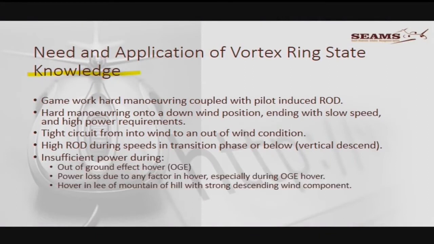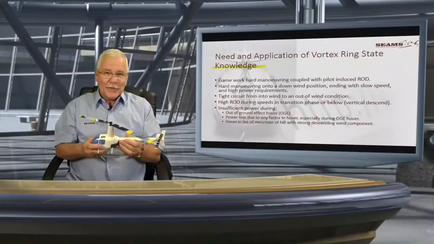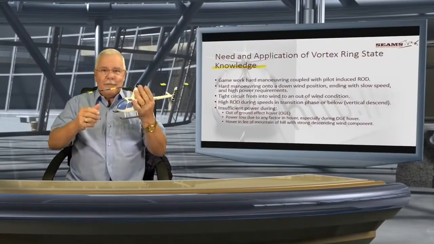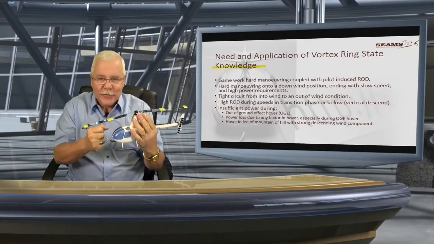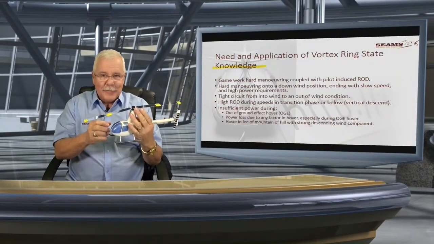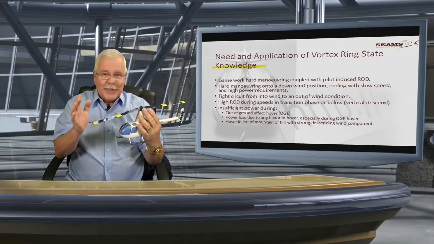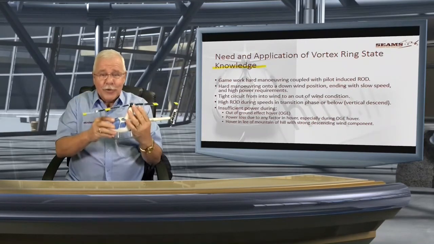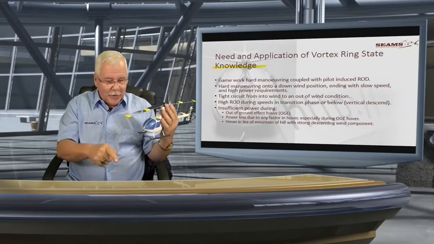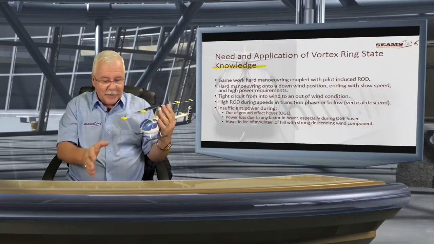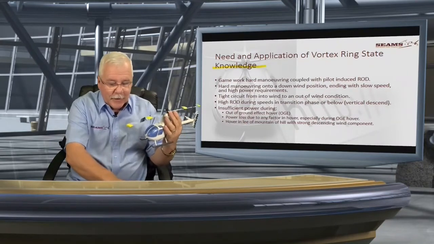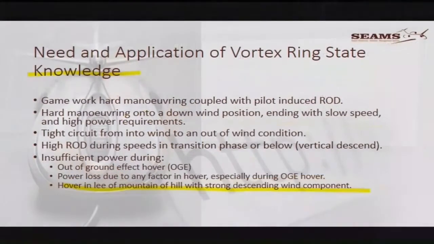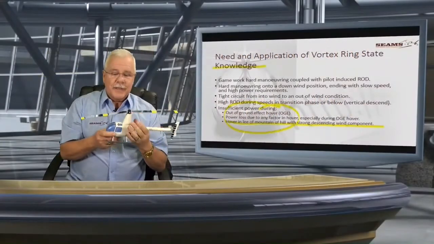Insufficient power during out-of-ground-effect hover. This is an absolute classic. You come in, out-of-ground-effect hover, busy with something else, looking around, doing your thing, and the next moment you hear the hooter screaming, the main rotor RPM has drooped, the aircraft is shaking, you're in a rate of descent. Now, power loss due to any factor in the hover, especially out-of-ground-effect hover, and hover in the lee of a mountain or strong winds. In other words, if you look at insufficient power as a concept, this is one of the things that traps us into believing that we've got enough.